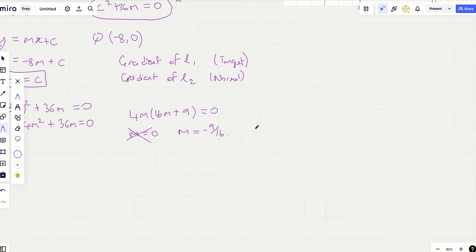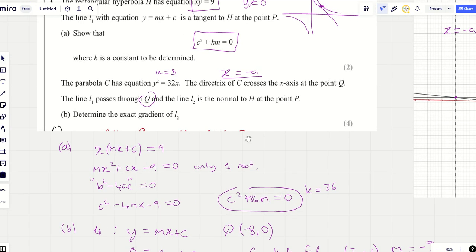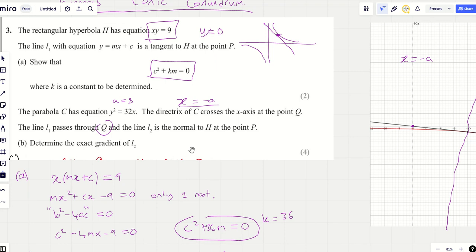Now, if that's the gradient of the tangent, then what's the gradient of the normal? That gradient must be 16 over 9. And so I believe the exact value for the answer they're looking for, the exact gradient of L2, is 16 over 9.